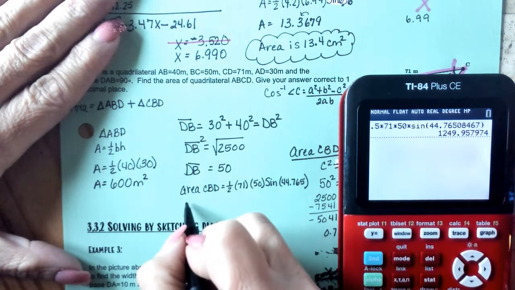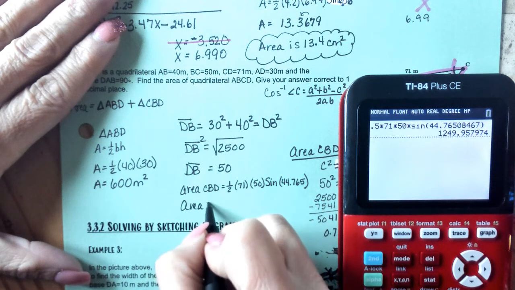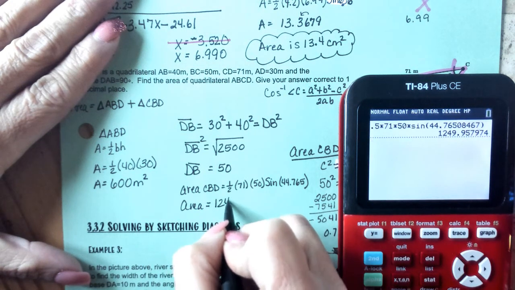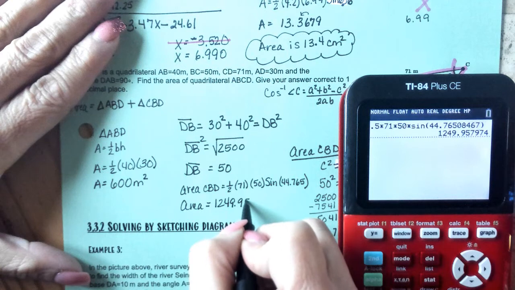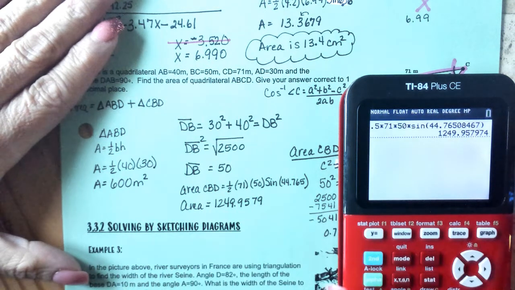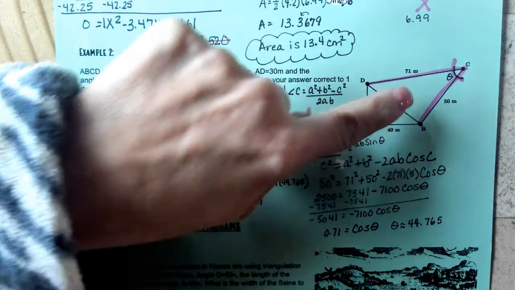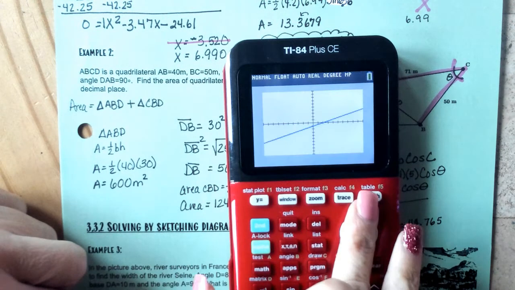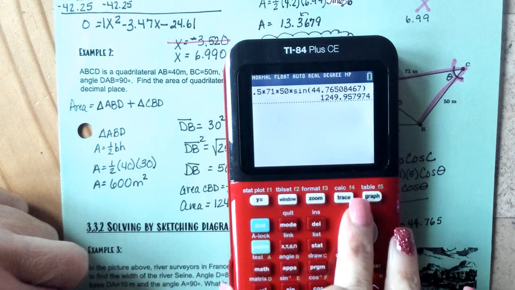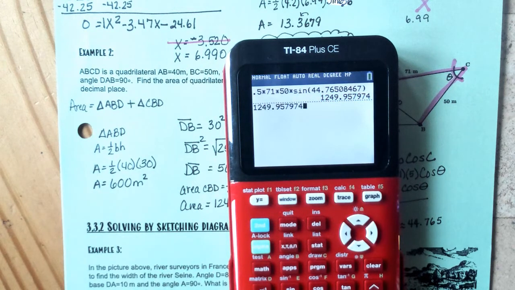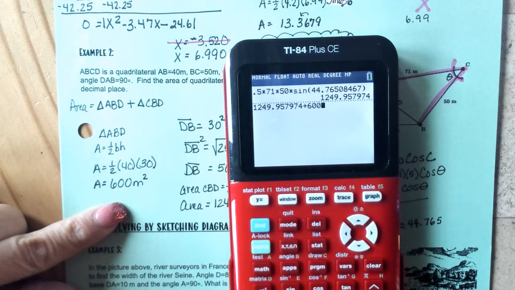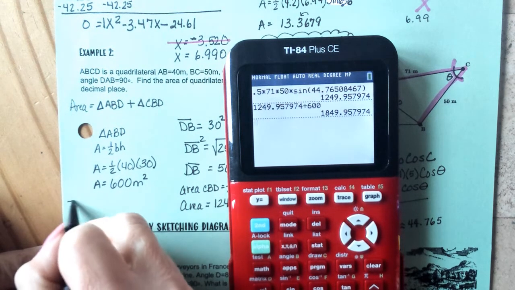All right, so the area equals 1249.79. Okay, that's the area of this. Remember, that's the area of this one. So I'm going to take that one plus the 600 I found earlier. All right, the total. I'm just going to put total over here.